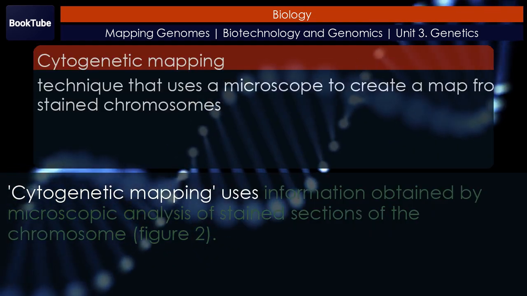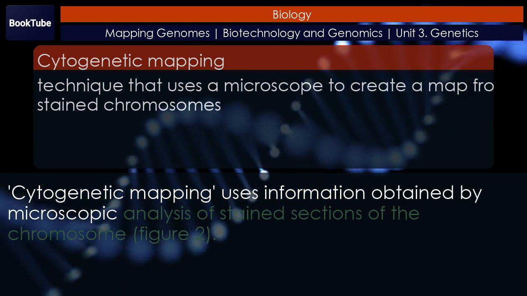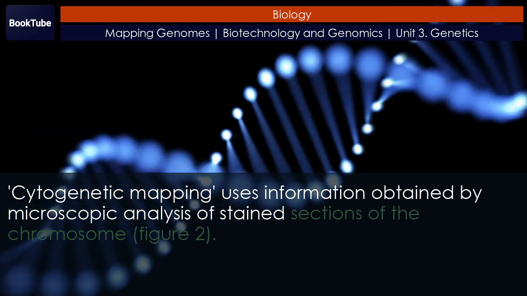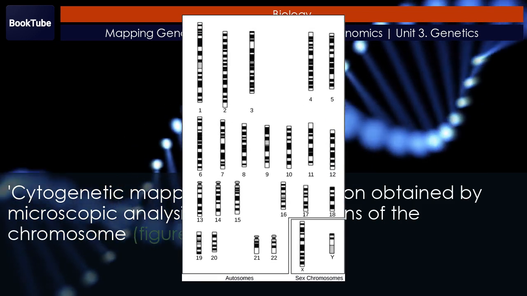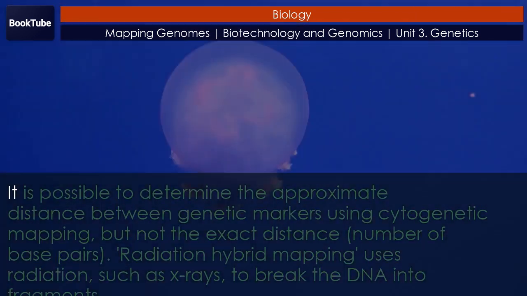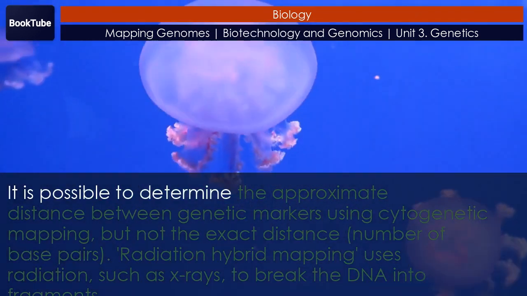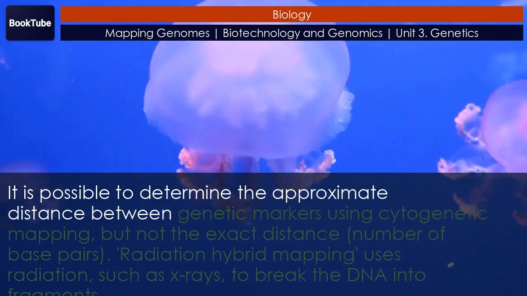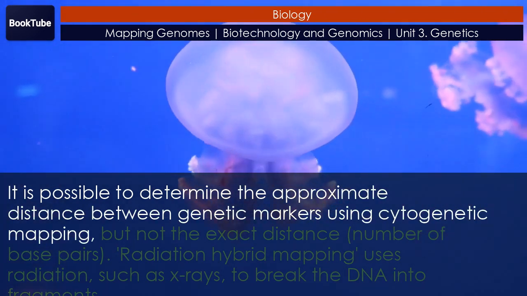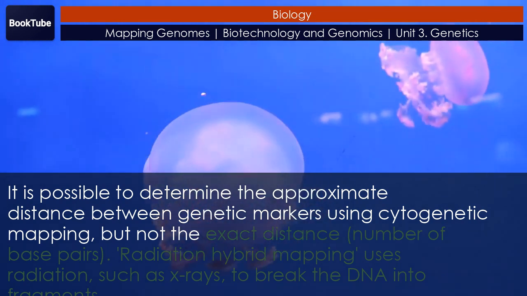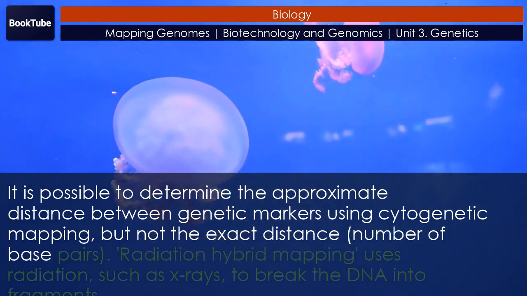Cytogenetic mapping uses information obtained by microscopic analysis of stained sections of the chromosome. Figure 2. It is possible to determine the approximate distance between genetic markers using cytogenetic mapping, but not the exact distance or number of base pairs.